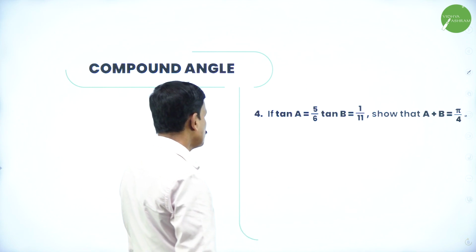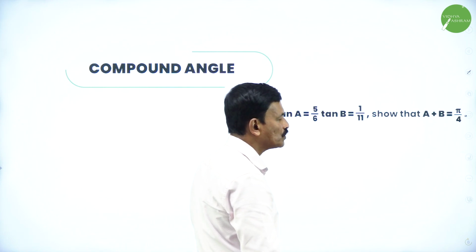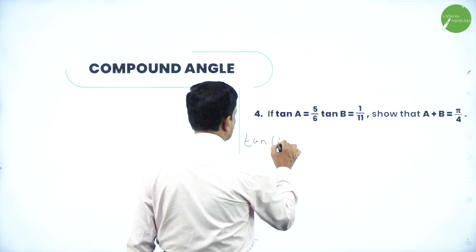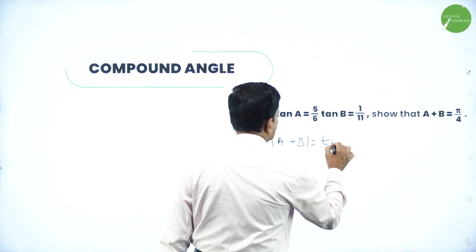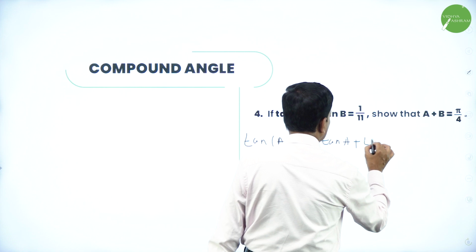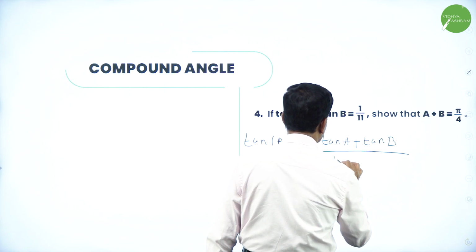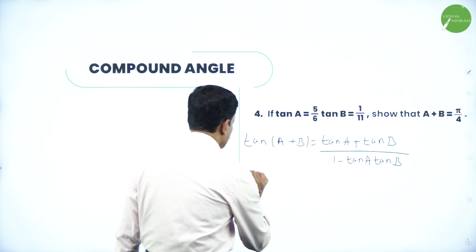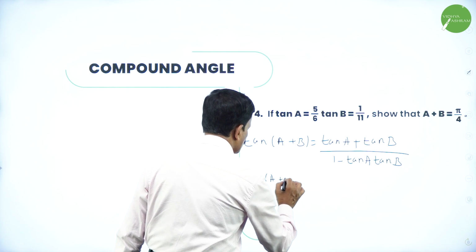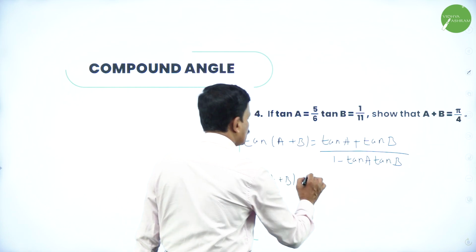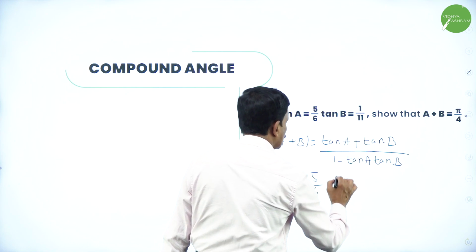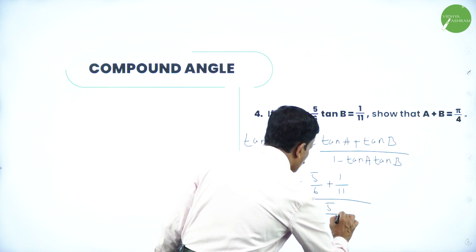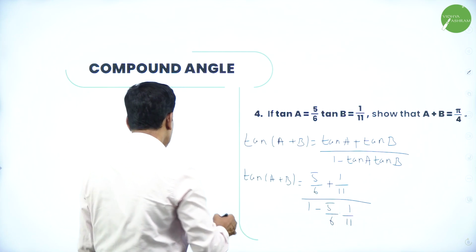If tan A is equal to 5 by 6 and tan B is equal to 1 by 11, show that A plus B is equal to pi by 4. Same, just take the tan (A+B) formula. Tan (A+B) is equal to (tan A plus tan B) divided by (1 minus tan A into tan B). Now, tan of (A+B) is equal to, what is tan A? 5 by 6, plus what is tan B? 1 by 11, divided by 1 minus tan A, which is 5 by 6, into tan B, which is 1 by 11.